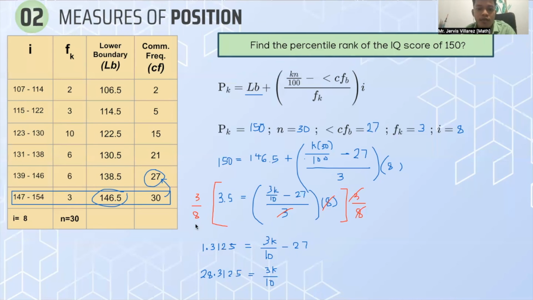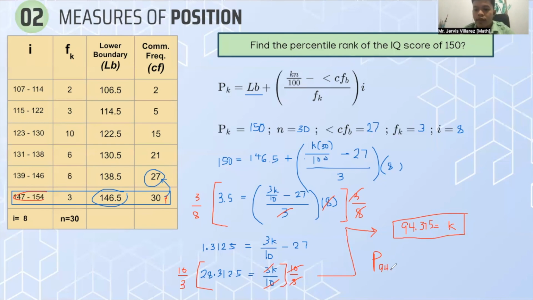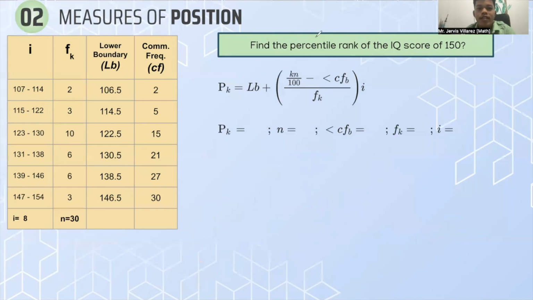Now, we can also simplify the right-hand side by multiplying by the reciprocal of the fraction 3 tenths. So that will be 10 over 3. You can cancel out 10 and 10, 3 and 3. So which means the K will be simplified on the other side, which is equal to 94.375. Okay, so therefore, the percentile rank of 150 is 94.375. I hope this is clear. Let me clear all the annotation.